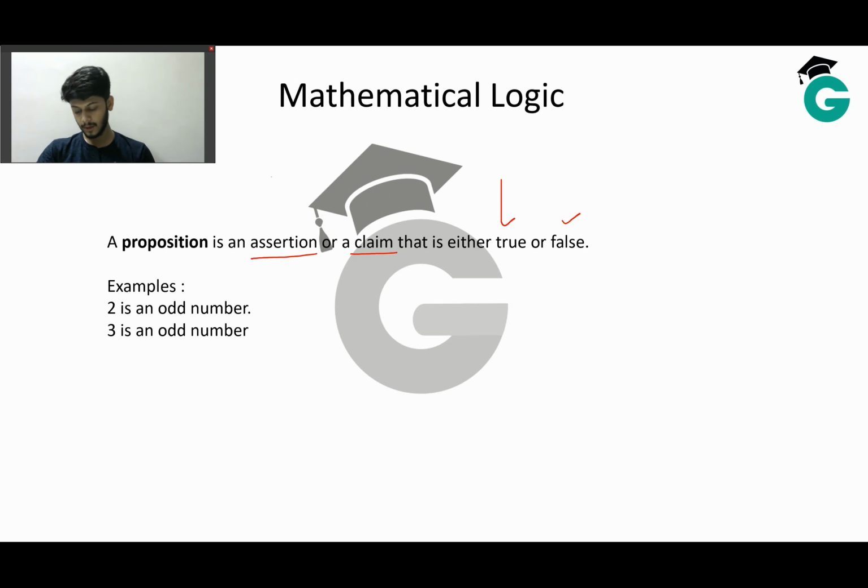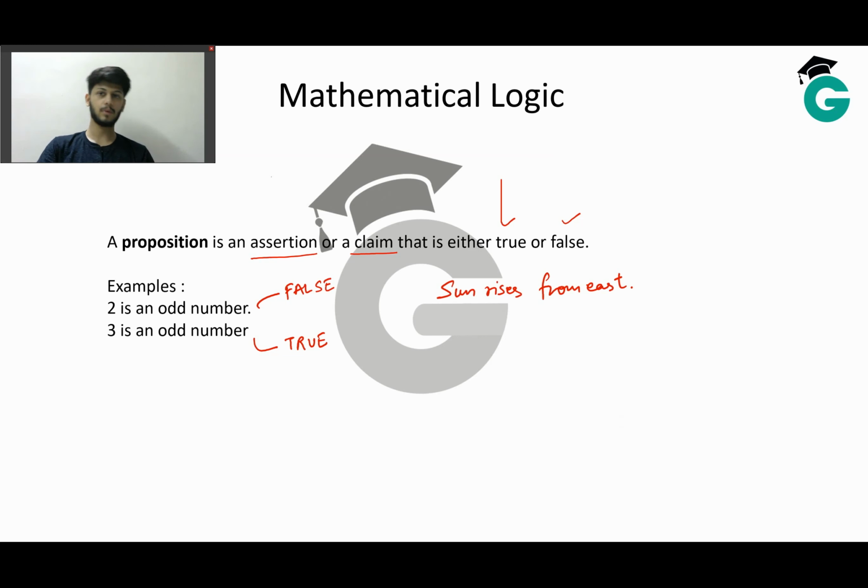For example, 2 is an odd number. Well, this is false. Or what about 3 is an odd number? Well, this definitely is true. You go anywhere in this world, if you tell them that 3 is an odd number, they'll be like, okay, that's true. Or in general, an example can be the sun rises from the east. Well, this is true. This is true everywhere, right?